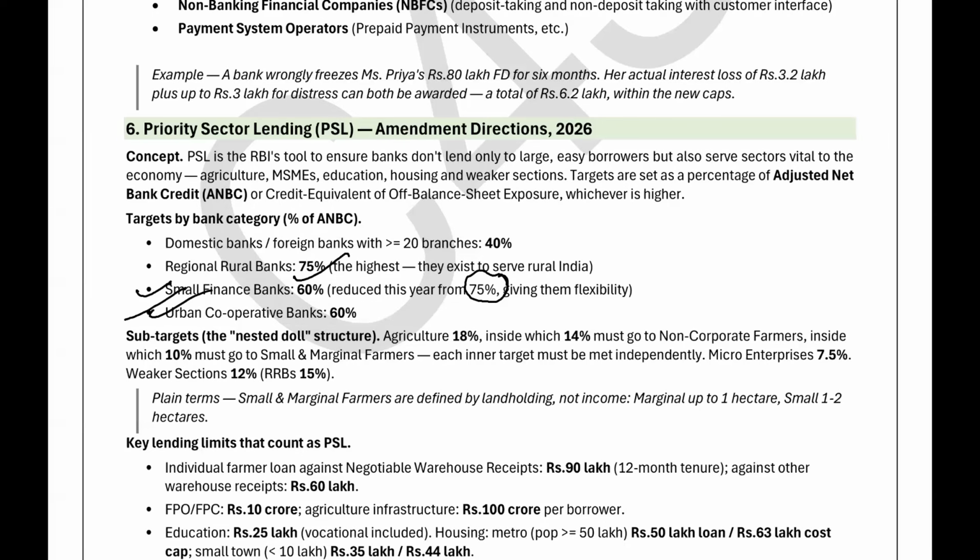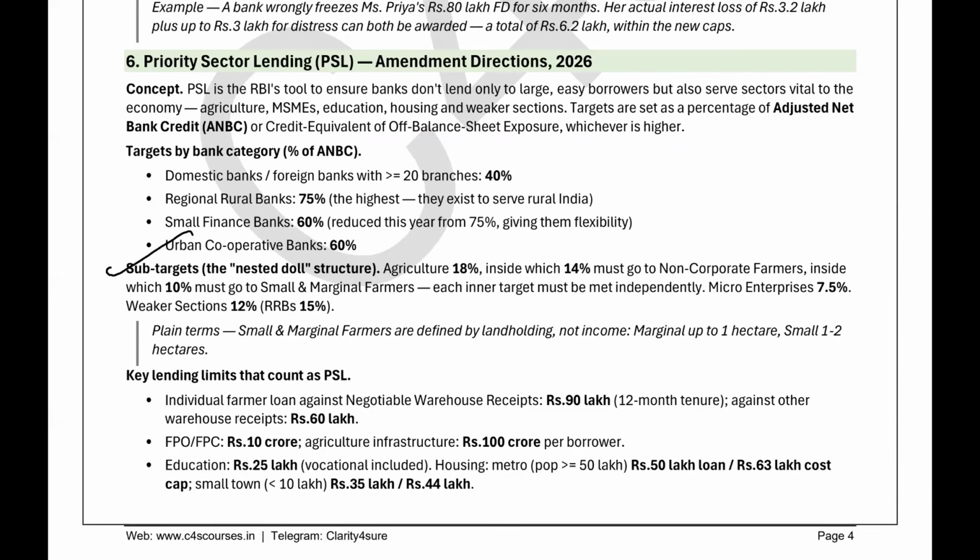Now urban cooperative bank में 60%. Is it clear to everyone? Now try to understand sub-targets, the nested doll structure.